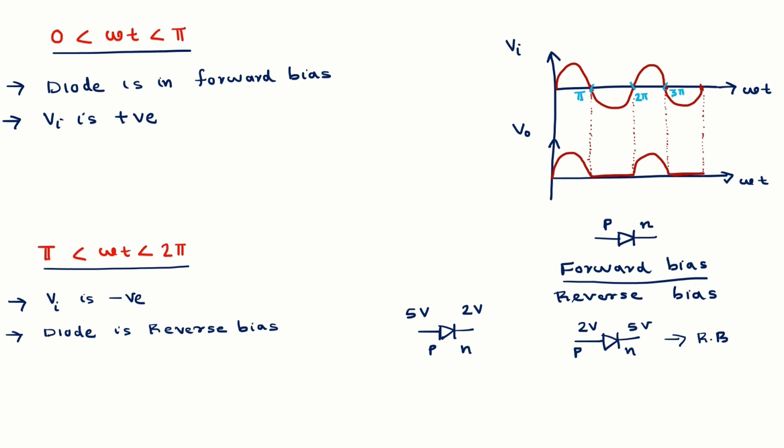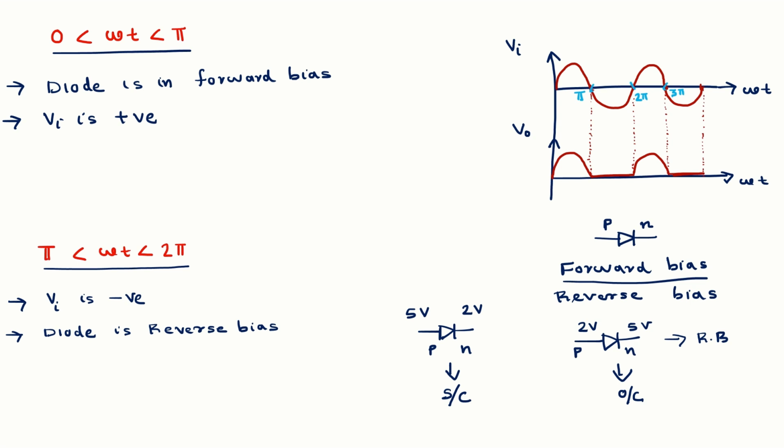So in reverse bias mode, I can replace this diode with an open circuit. That means there is no connection, so no current is flowing through this diode. In forward bias, when the diode is in forward bias, a current is flowing. That means I can replace this diode with a short circuit, that means a simple wire.